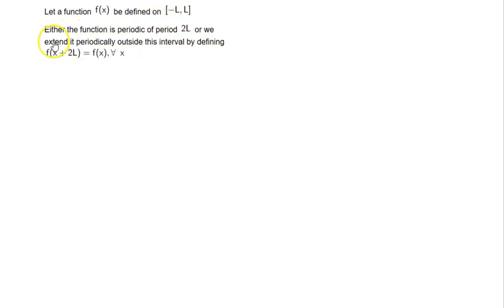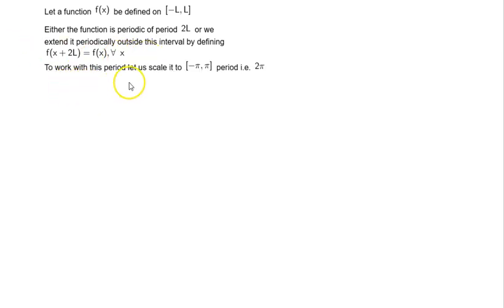Let us look at a function f of x defined on the closed interval minus L to L. Till now, we have been looking at minus pi to pi or some other interval of the same period, that is 2 pi. Now, let's look at minus L to L. Either the function is periodic of period 2L or we extend it periodically outside this interval by defining f of x plus 2L is equal to f of x for all x.